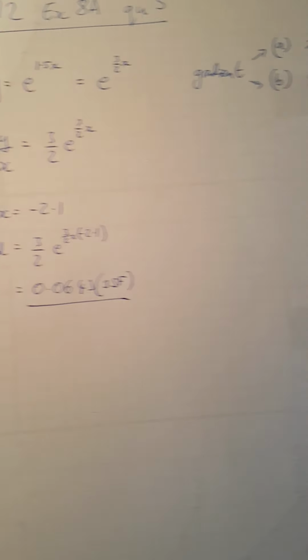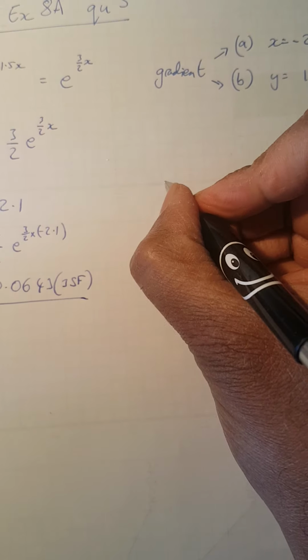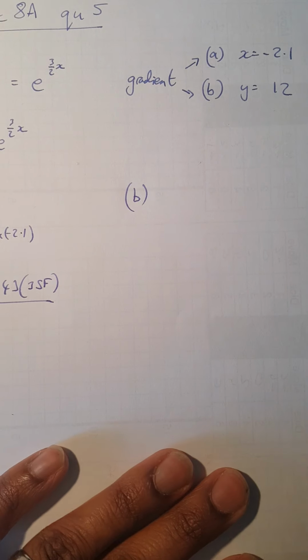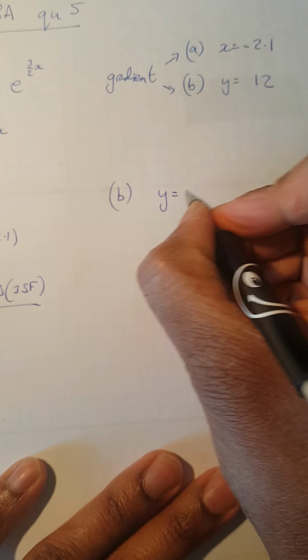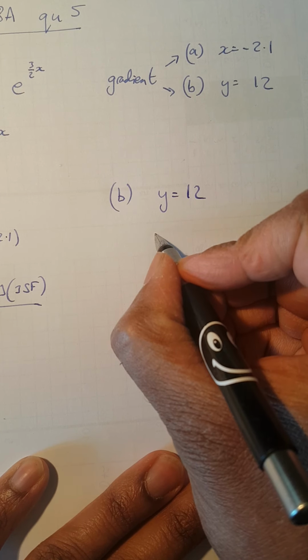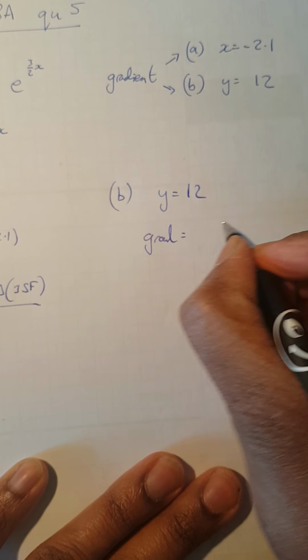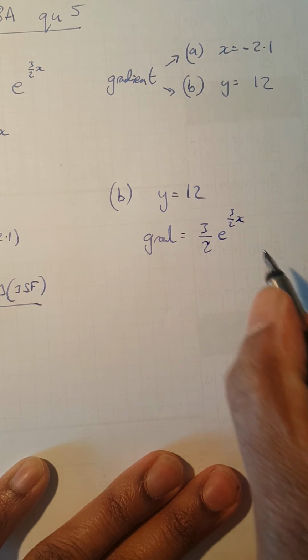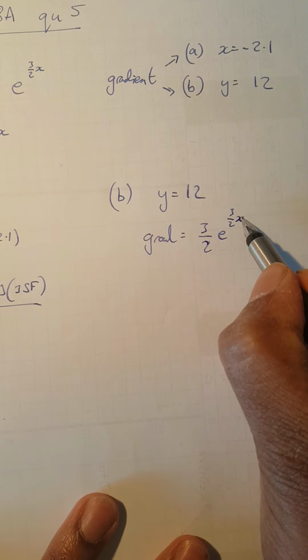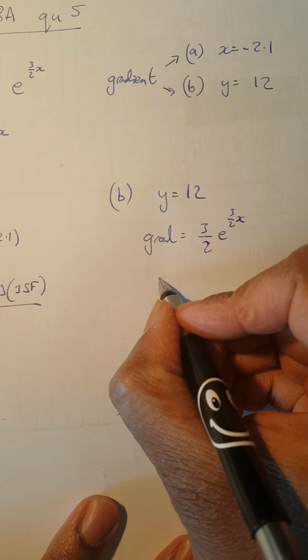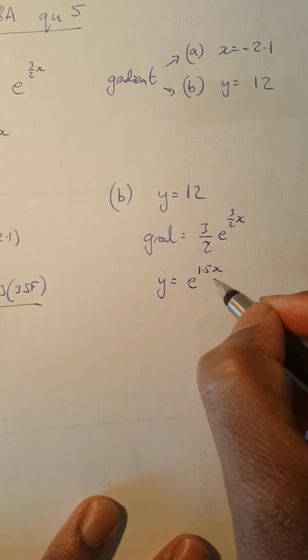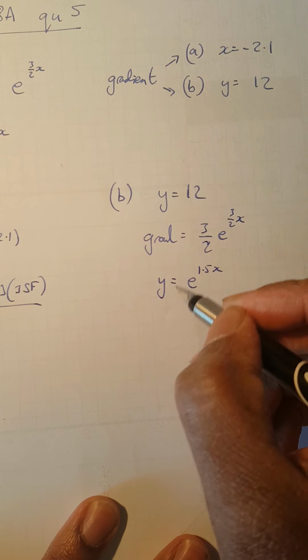For part B, though, it's actually a lot simpler, but we can complicate it by accident. Let me do it if we were to follow exactly the same reasoning here, and say that I'm told that y is 12, but I know that my gradient is given as 3/2 e to the 3/2x. So I'm thinking to myself, I need to know a value of x. So I use my y is 12. I know that y is e to the 1.5x. So I can calculate what my x is given I know my y.